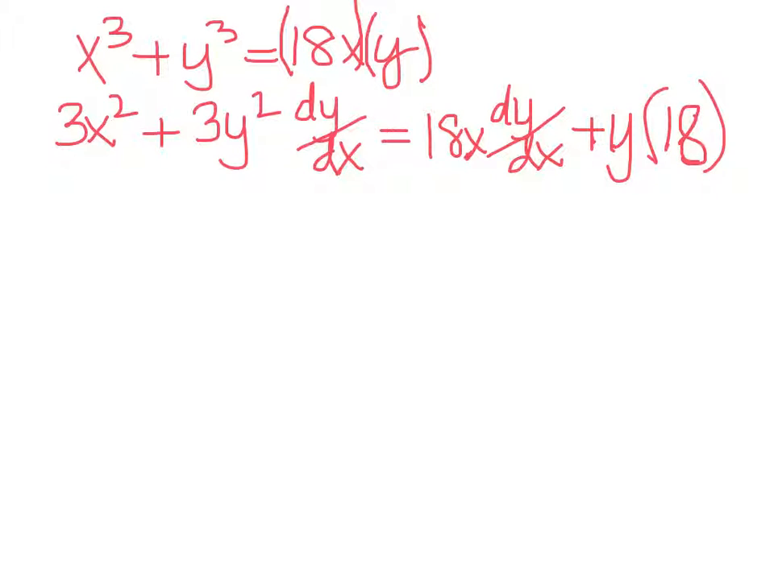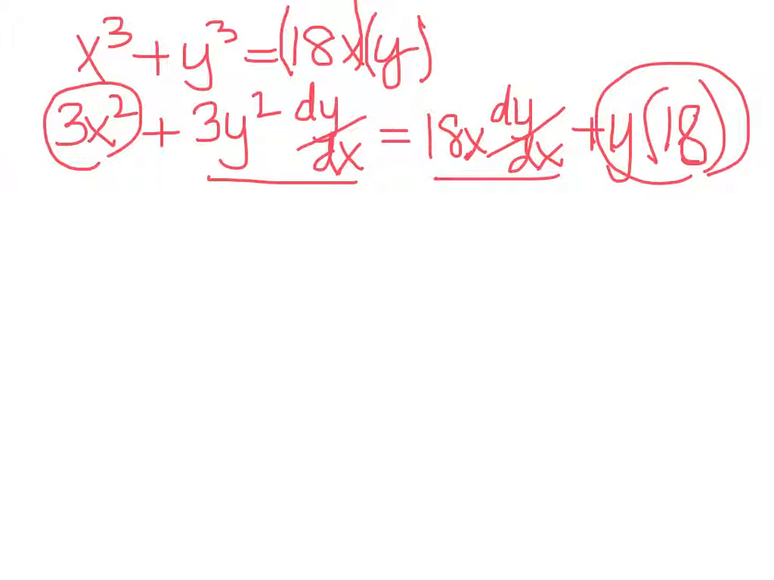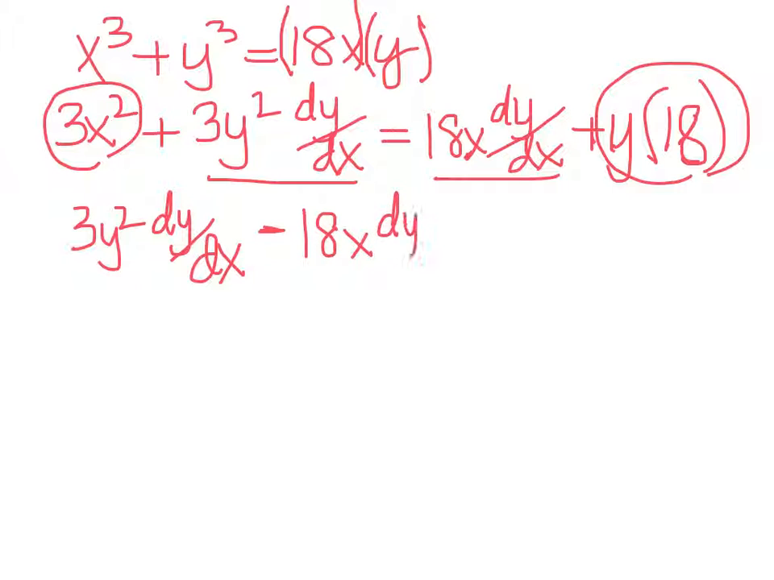Okay, now, again, the goal is to get the dy/dx's on one side. Okay, so that would be these things that I'm underlining, and they're not on the same side right now. And then the 3x squared and the 18y, I want to get those on the same side also. So I'm going to move the dy/dx's to the left, which means the 18x dy/dx is going to move. So I'm going to have 3y squared dy/dx. Now because I'm moving that 18x, that's going to be subtracted, 18x dy/dx. And then everything else is going to the right side.